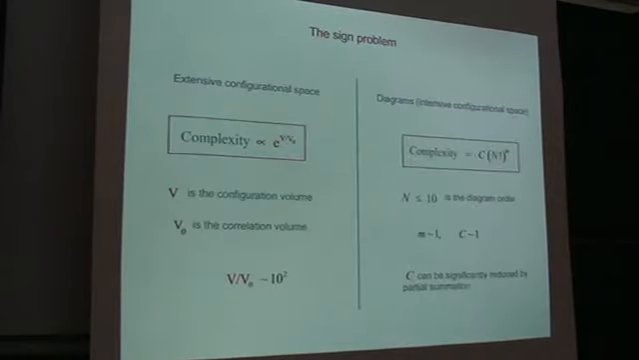Okay, so basically, why do we care about diagrams rather than just other Monte Carlo representations like world lines?